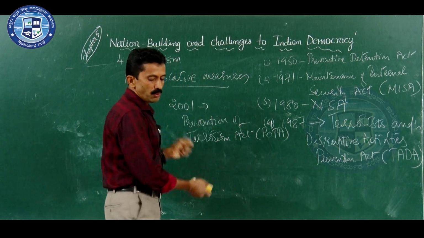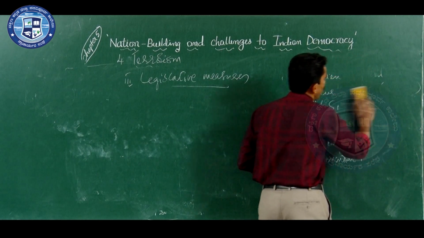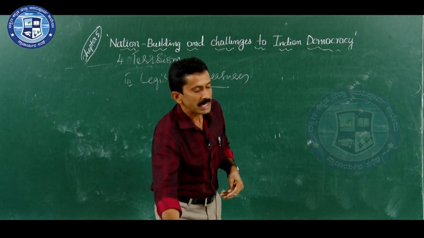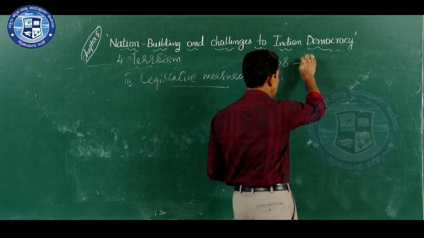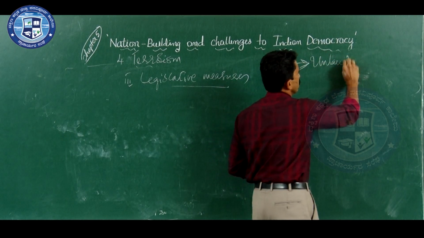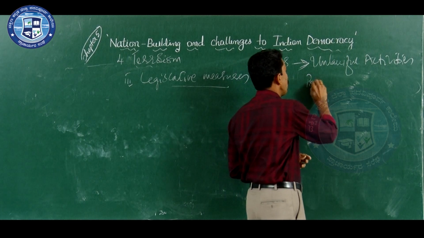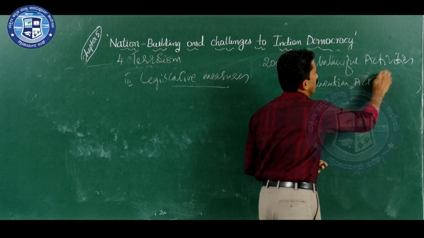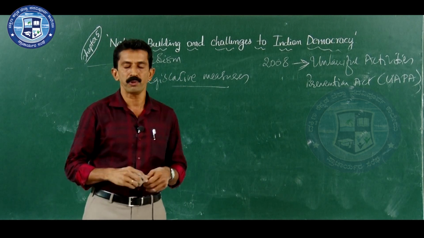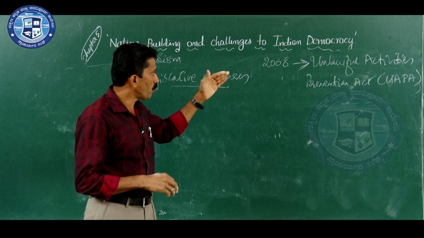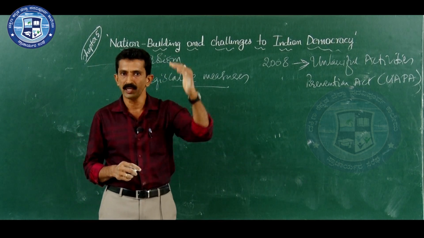And again we have to know one more act, a present and powerful act, which was made by the Indian Parliament in 2008. It is the Unlawful Activities Prevention Act, an amendment, UAPA. It was a Parliamentary Amendment Act. The Unlawful Activities Prevention Act was made in 2008, after the Bombay attack, the Mumbai attack by the Pakistani based terrorists, as already mentioned.